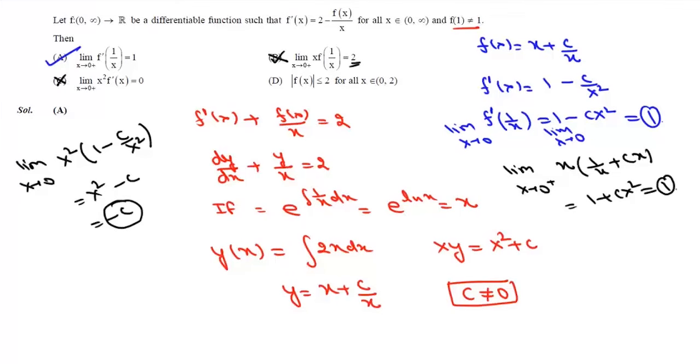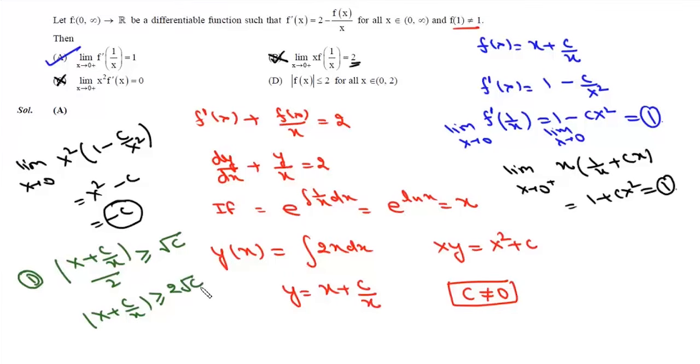Now if we look at this option D, then we know that |f(x)| is (x + c/x). Now we know that (x + c/x)/2 will always be greater than or equal to its geometric mean, which is under root c, or we can write x + c/x will always be greater than or equal to 2 root c. Now depending on the value of c, this expression on the left hand side can take any value. That means this option D is also incorrect. So the only correct option is this option A.